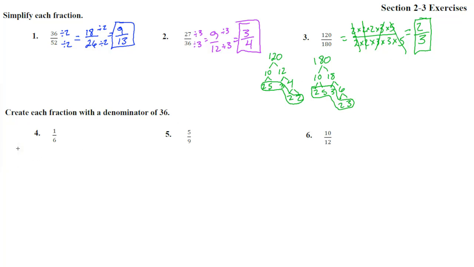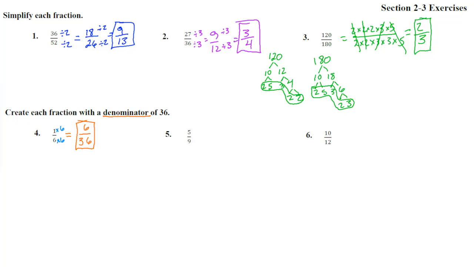Great. Number 4. Create each fraction with a denominator, so the guy on the bottom, of 36. So this equals something over 36. Can we see what it is that we would have to multiply by? Yeah, we'd have to take 6 times 6 to get 36. So we'll have to do that on the top, times by 6. 1 times 6 is 6. So we unsimplified the problem by timesing by 6 and 6 on top and bottom, so we get 6/36. That's the same as 1/6.